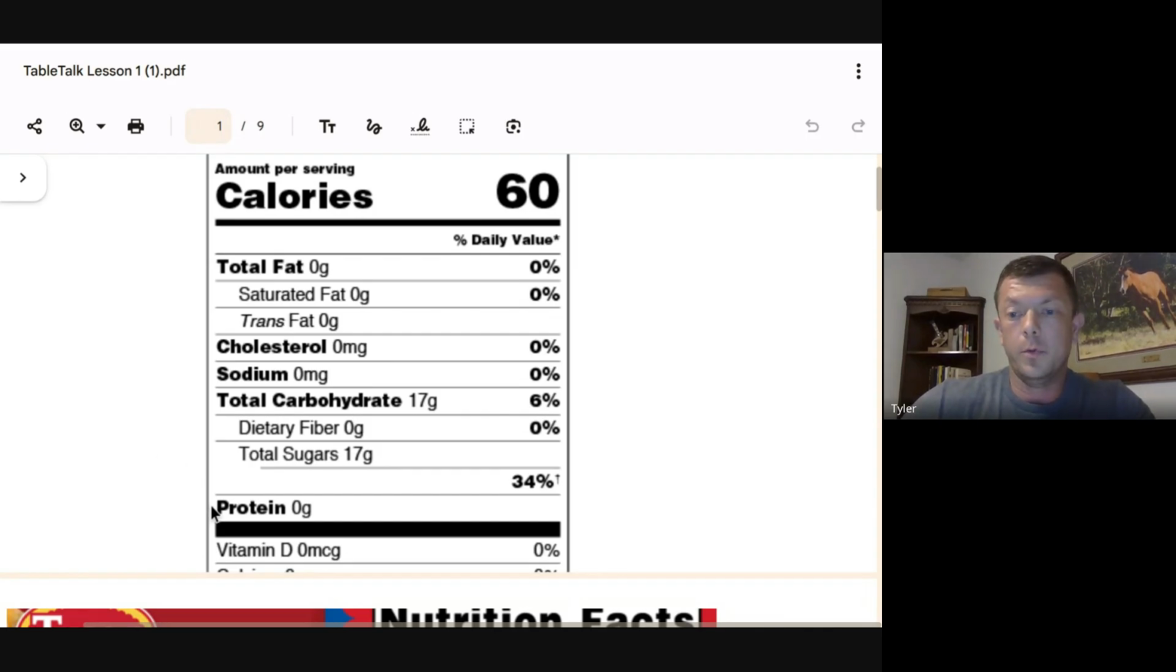Moving on to the protein. The protein category is also in bold. It's at the bottom of the screen right above that big black bar. It's a very easy place to find, and it's going to be one of, if not the most important categories that you need to look at when you're looking at a food label. Protein is critical to a healthy diet.